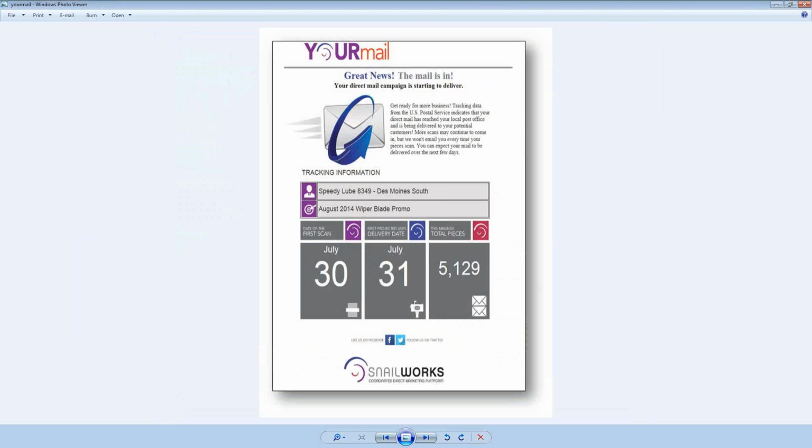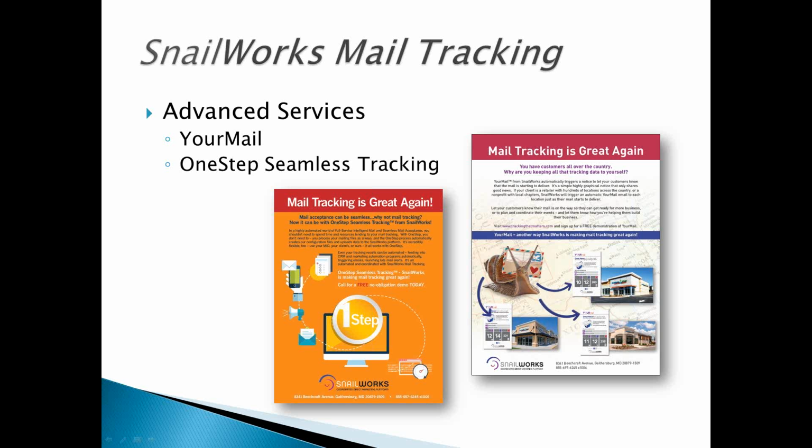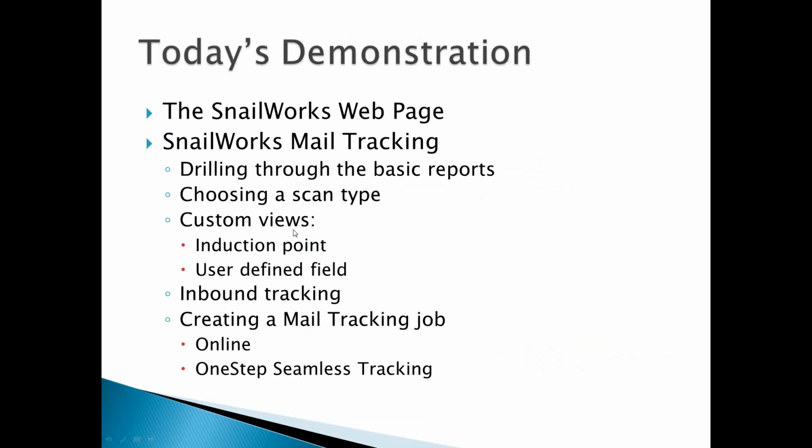So those are some of the advanced services. And what we're going to be going through today, we'll look at the SnailWorks webpage. There's actually something on there before you even log in that I want to show you. It won't take long. And then we'll go into SnailWorks mail tracking. We'll drill through the reports. We'll look at some custom views. I don't need to read this list to you because we'll be going through this when we do it. We'll show you how to create a mail tracking job very briefly. We're going to have in January a detailed webinar on how to create multi-channel jobs and all that. So we're just trying to keep this kind of high level today.